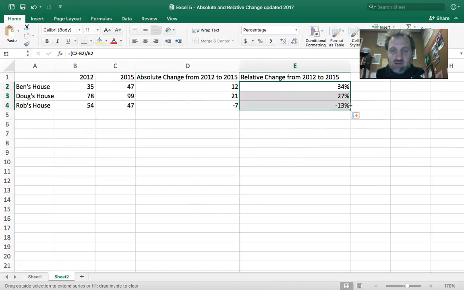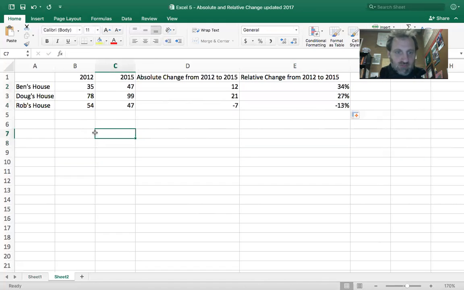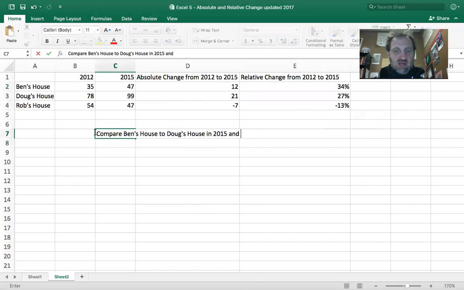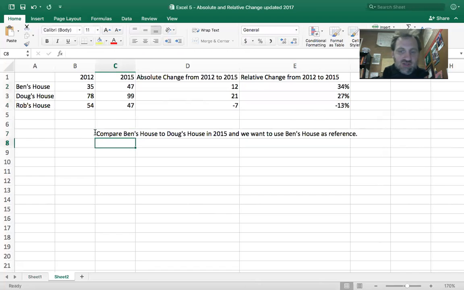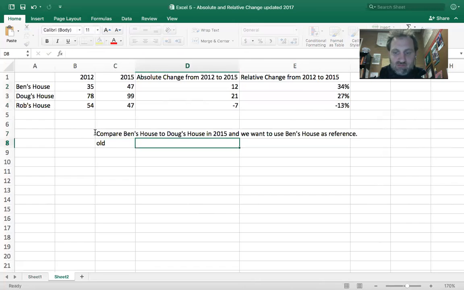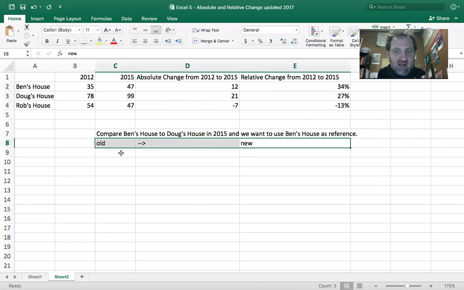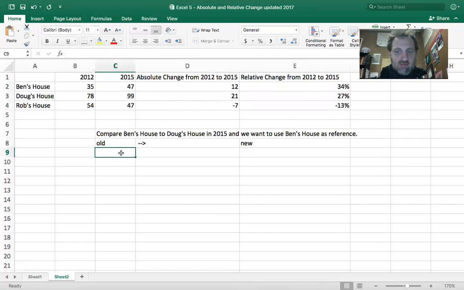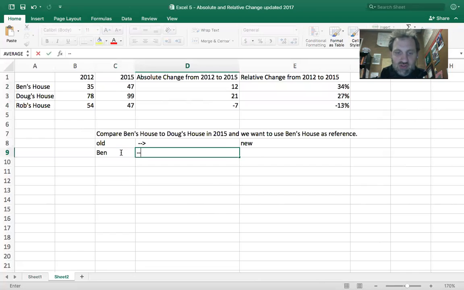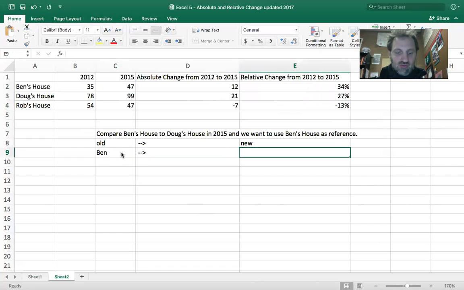Okay, let's do my autofill again. Boom. Okay, now let's say that I want you to compare Ben's house to Doug's house in 2015, and we want to use Ben's house as a reference. Okay? So that means that the old going to the new, this is my sort of scaffolding, my visualized scaffolding for that. If Ben's the reference, I'm going from Ben's house, and I'm going to Doug's house.